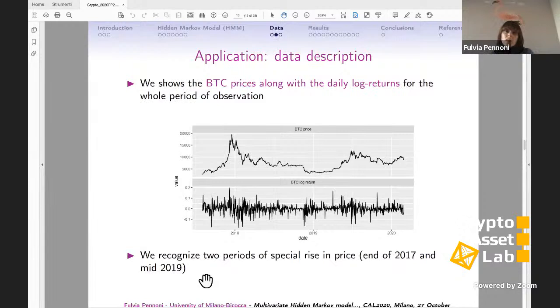Okay, so in this picture, I'm showing, as you have seen also before in the other presentation, since we're working on this series, the price of Bitcoin, as well as the daily log returns. As you can see, we recognize mainly 2 periods of special rise in price, and they are related to the end of 2017 and mid 2019, so here.